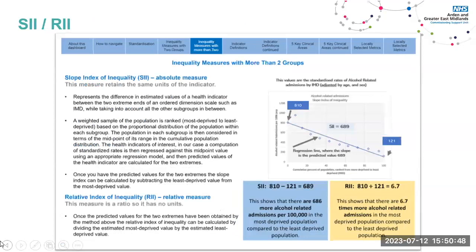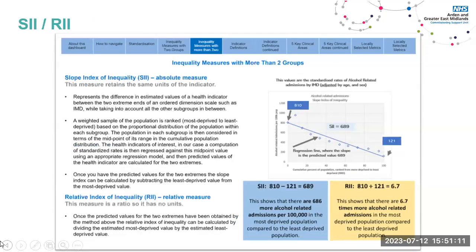With regard to deprivation, we use quintiles, so a scale of 1 to 5, 1 being the top 20% deprived population. We use SII and RII, and that's because we're obviously dealing with more than 2 groups. So we have potentially 5 cohorts there, which are the quintiles from 1 to 5.